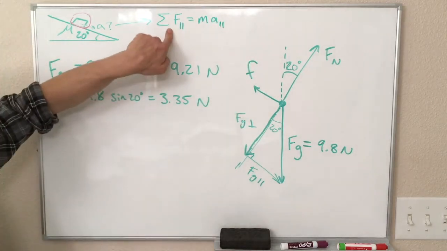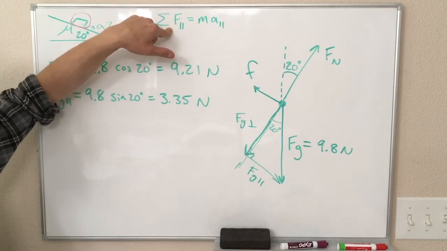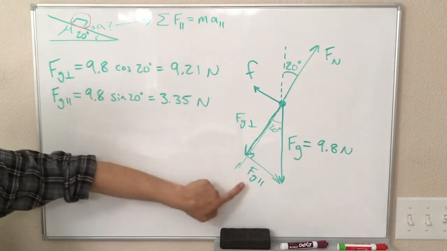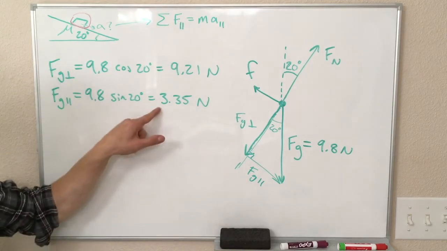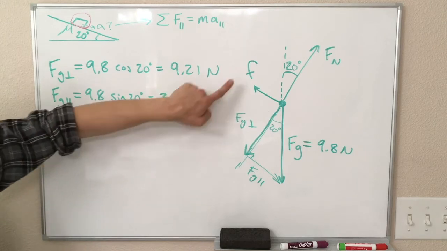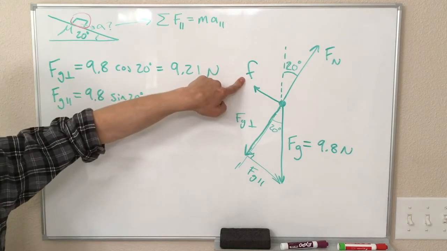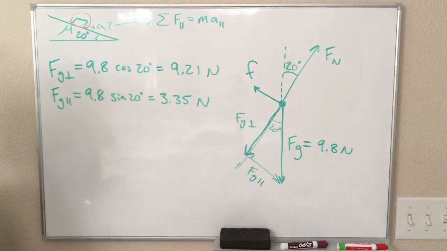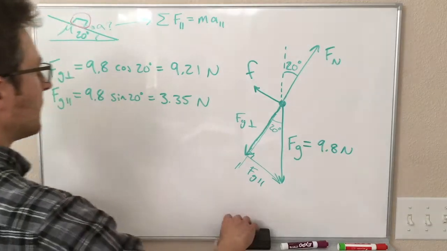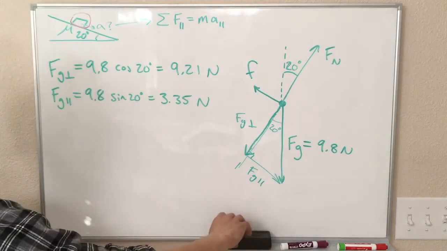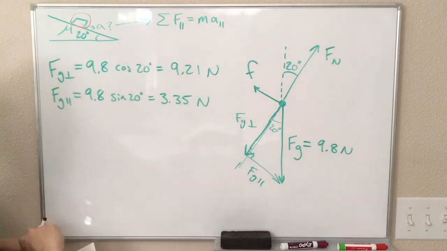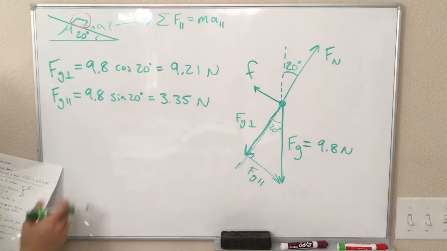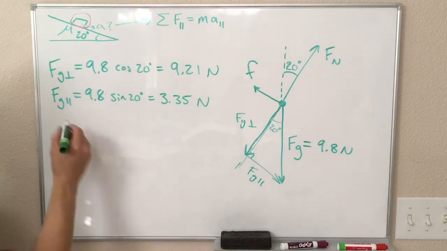So we want to find what forces are in the parallel direction. Now, one of them, FG parallel, we already have. That's 3.35 newtons. The other one is friction, and that is what we need to think about next. So how big is this friction, and what does that mean in terms of our acceleration? Okay. I'm going to leave these up here and work below them because we will need those. Okay, so friction.